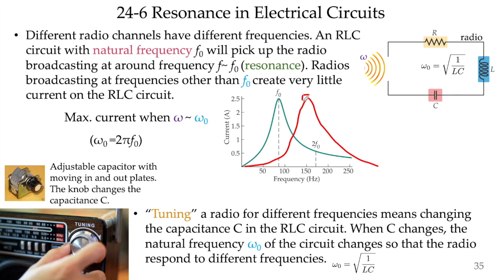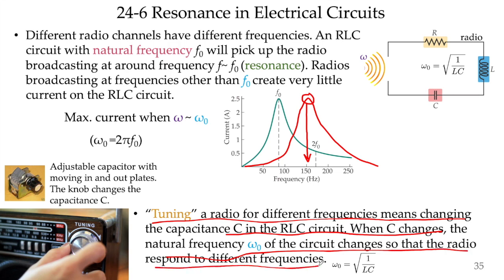Now because the maximum current is created by this frequency, 150, you will listen to the radio that broadcasts at 150 hertz. Okay, this is basically what tuning is. Tuning a radio for different frequencies means changing the capacitance in the RLC circuit. When C changes, the natural frequency, omega 0, of the circuit changes so that the radio responds to different frequencies.